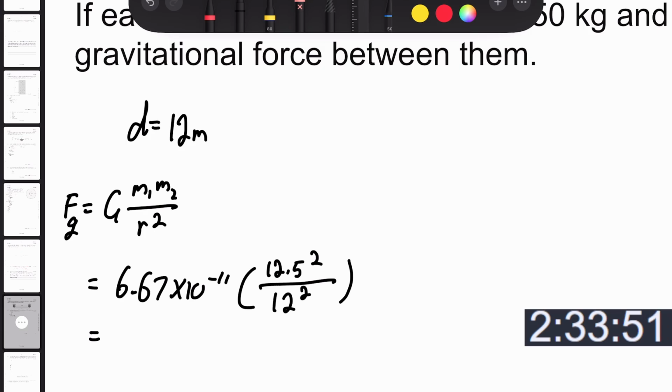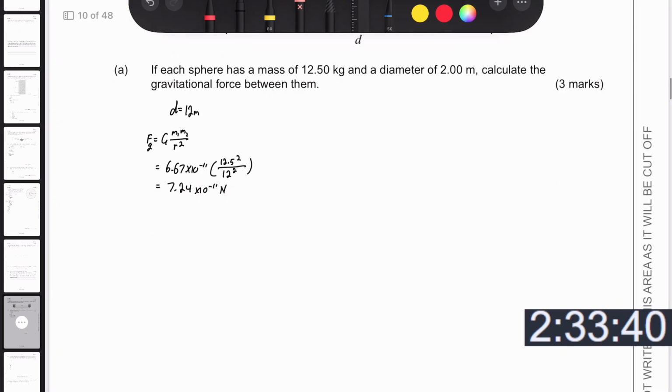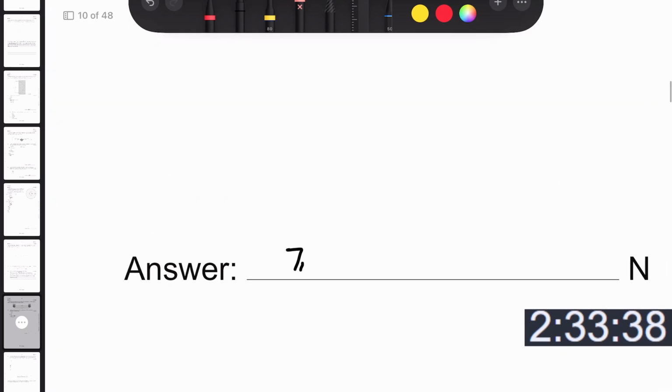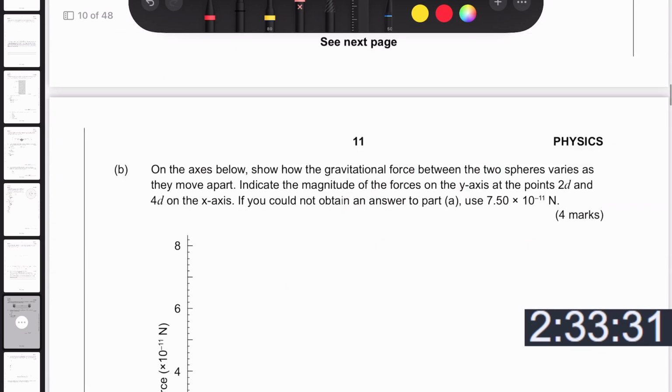6.67 times 10 to the negative 11 times 12.5 squared divided by 12 squared is 7.24 times 10 to the negative 11 newtons. Okay, that's a 4-mark question.